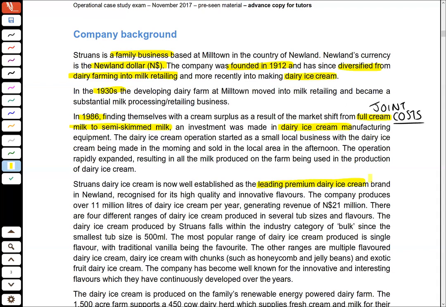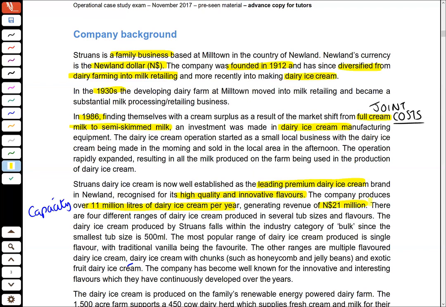Okay, so they're a top-end brand, aren't they? They're your Ben and Jerry's of the ice cream world. They're not your Asda Smart Price. And they are renowned for high quality and innovative flavours. We're told what they produce, 11 million litres per year. So we start to have an idea of their potential capacity. And we obviously know what that means from a revenue point of view.